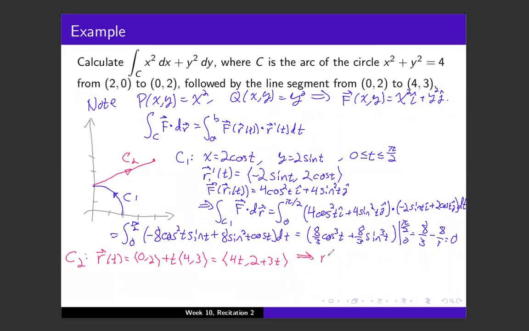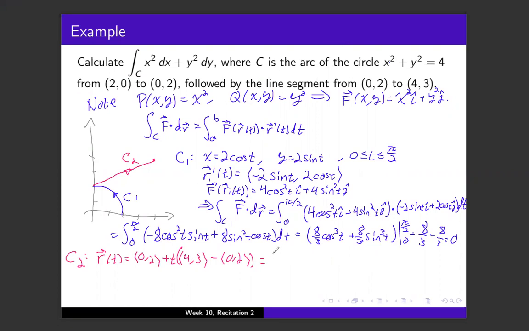So in this case, that means that R prime of t is just 4. Wait, rats. No. I'm making a terrible mistake. Don't do what I just did, because I forgot to subtract these, 4/3 minus 0 2. Excuse me. Terrible mistake on my part.